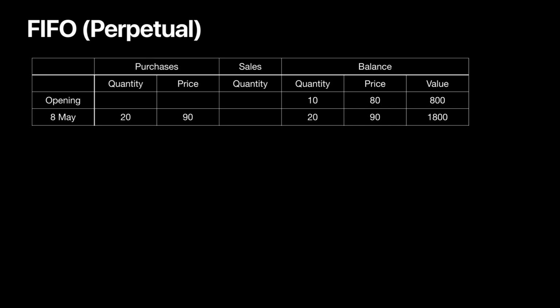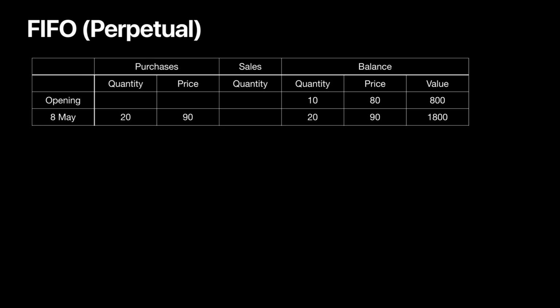So we will keep one column for purchases. We'll write down the quantity and price. One column for sales. We don't need the price for sales. We just need the quantity. And we'll have a balance column. In the balance column, we'll mention the quantity of units, the price, and the total dollar value of the inventory. And these are the dates.